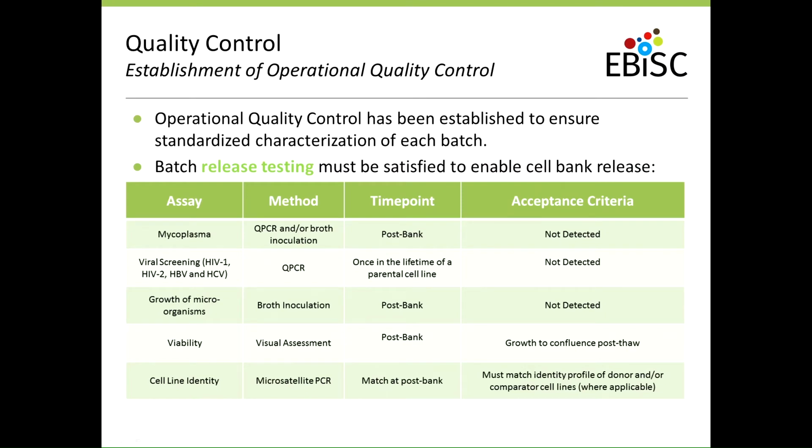Like Kevin mentioned earlier, there's specific batch release testing for cell banks. So things like mycoplasma, viral screening, growth of microorganisms, viability, cell line identity, these are the essential ones that have to be passed. And the method is listed there, and the time point also, and the acceptance criteria. So obviously for things like mycoplasma, growth of microorganisms, not detected is the criteria. Viability, you want the cells to grow post-thaw, and cell line identity must match the donor.